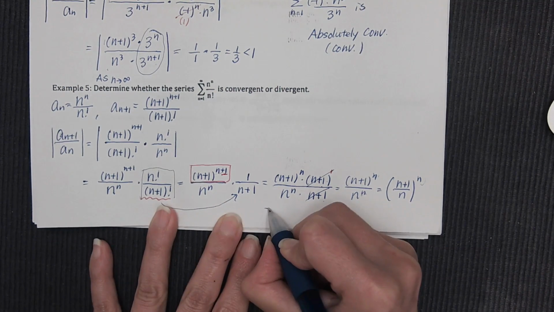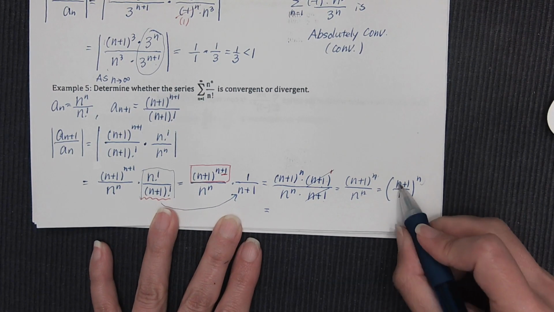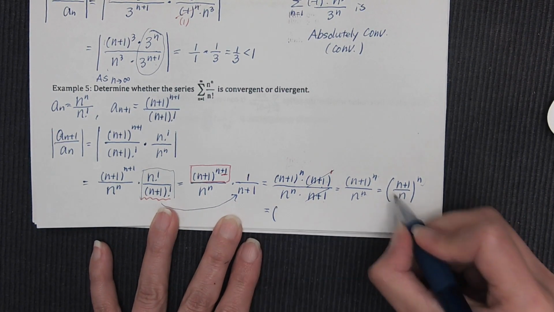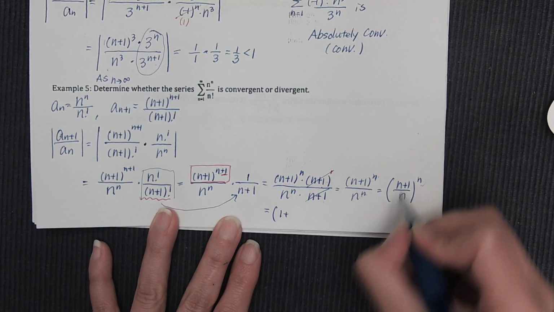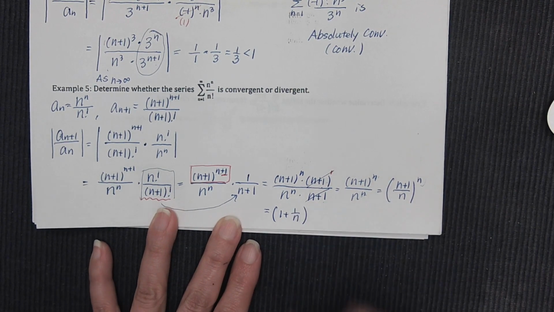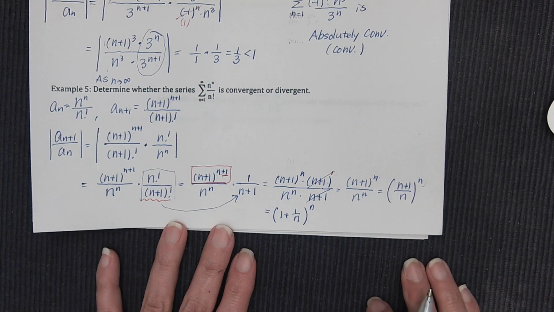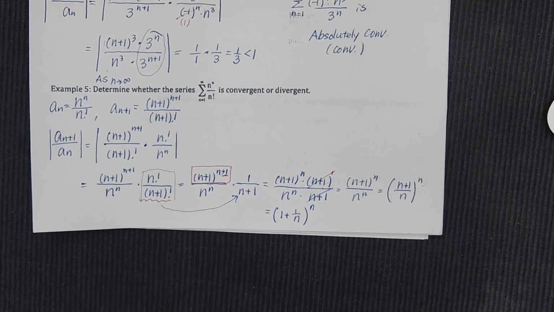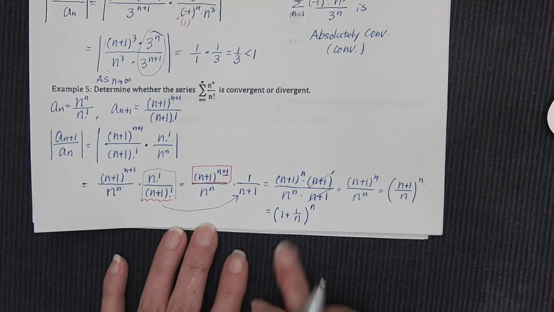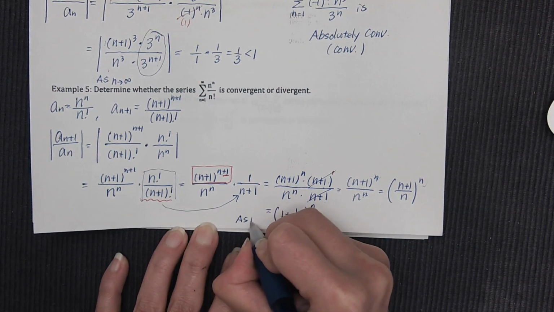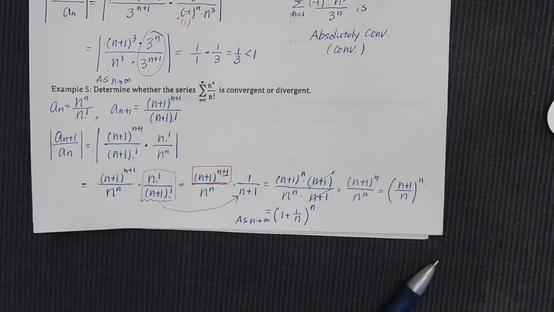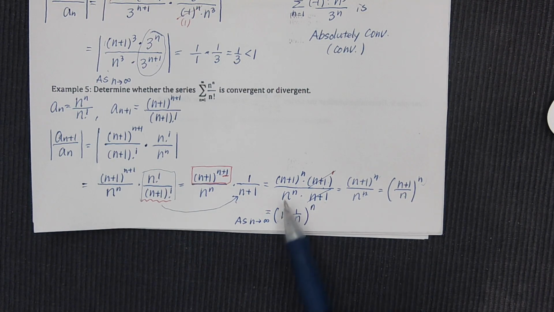Then, sorry, I gotta do the last things. I can separate it, right? n over n is 1, then 1 over n. n over n is 1, 1 over n to the power n. Now, hopefully you guys remember that limit. What happens as n goes to infinity? Do you guys remember this?